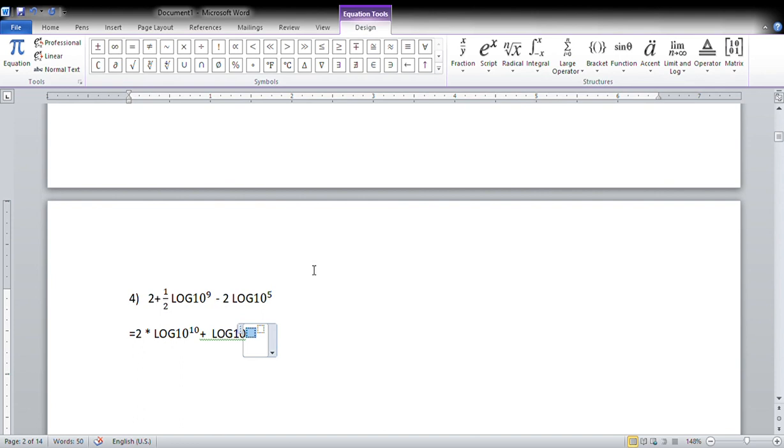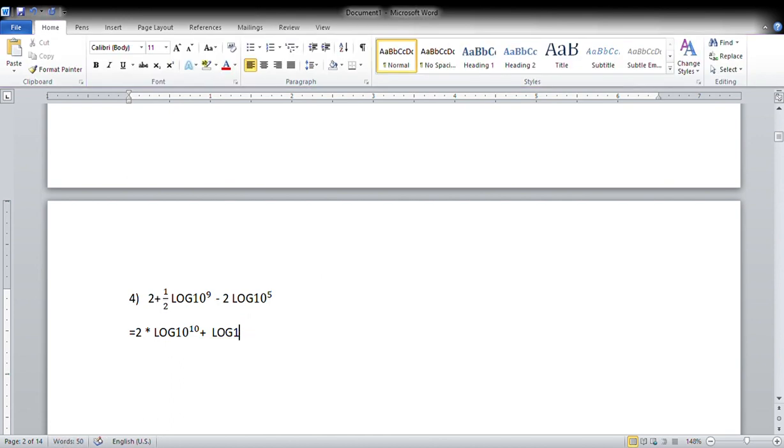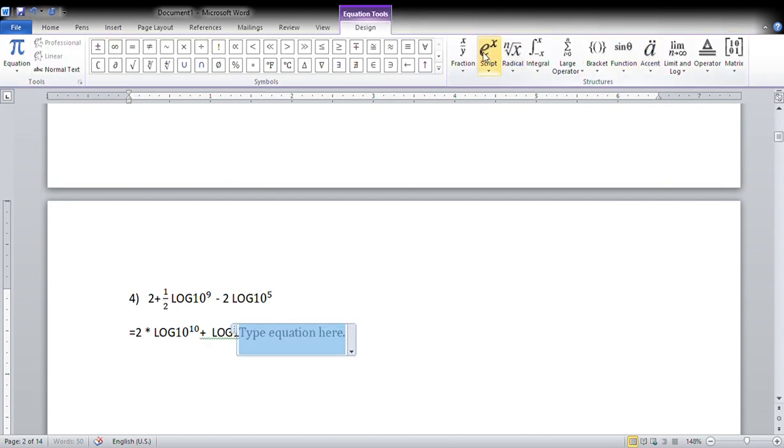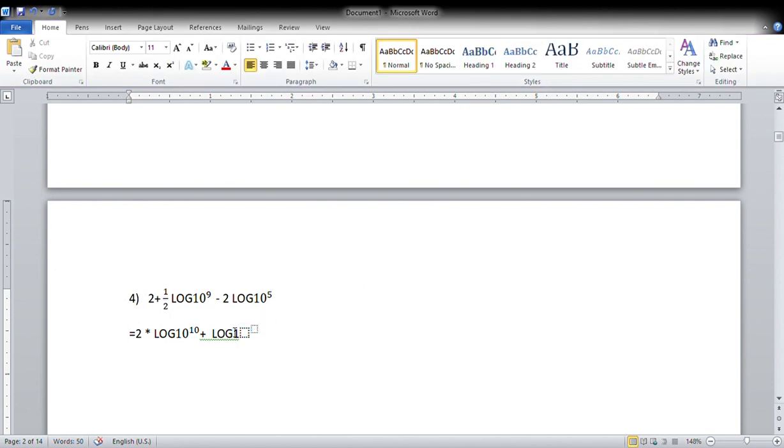Sorry, we can write it as a base. What is that? Simply, the base is 10. So we can write it as log 9 with the base 10.